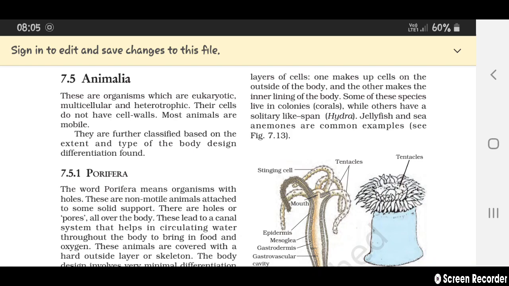So Animalia is further classified on the extent and type of body design differentiation we have found in them.